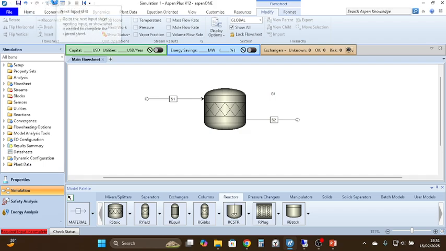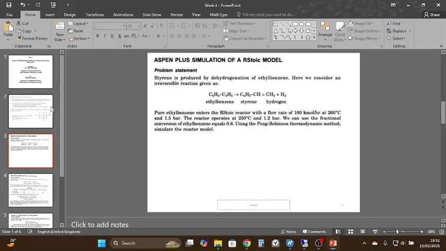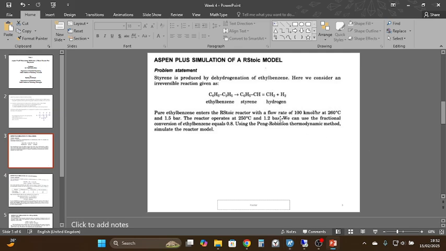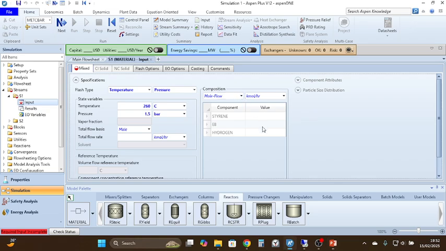Now we are going to click on next. So S1 is our feed stream. So we have to give the feed stream. Pure ethyl benzene enters the R-Stoic reactor with a flow rate of 100 kilomole per hour at 260 degrees centigrade and 1.5 bar. So this is 260 degrees centigrade. This is 1.5 bar. So ethyl benzene is 100 kilomole per hour. Over here you can see the blue tick, which means that the feed stream is specified.